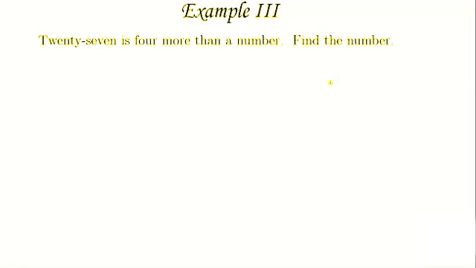In this example, we have a sentence, and we already discussed how to translate a sentence into an equation. 27 is 4 more than a number. Find the number. So we discussed turning this into an equation, and now they're also asking us to solve it. So first, I need to translate the equation, and then I need to solve.